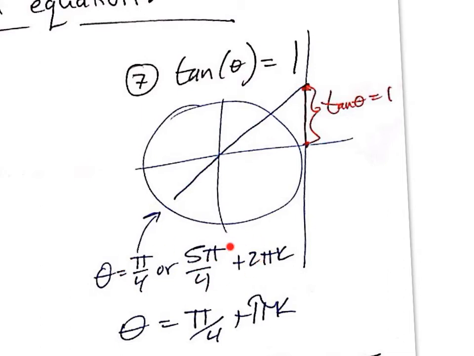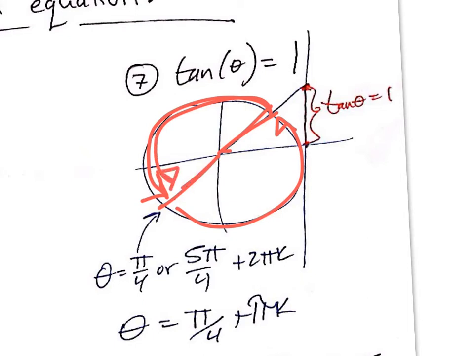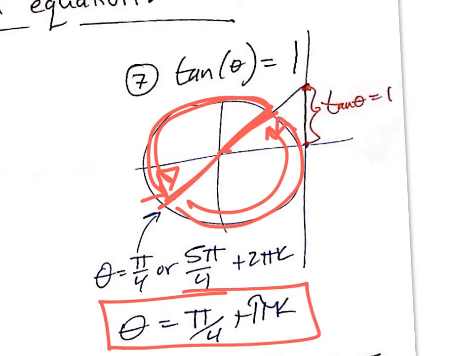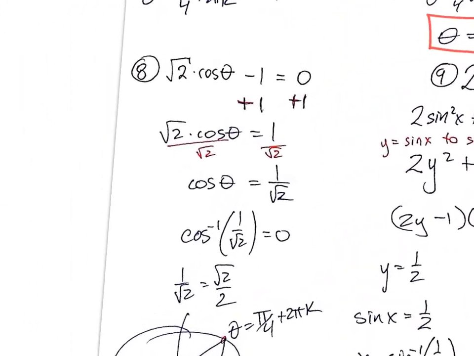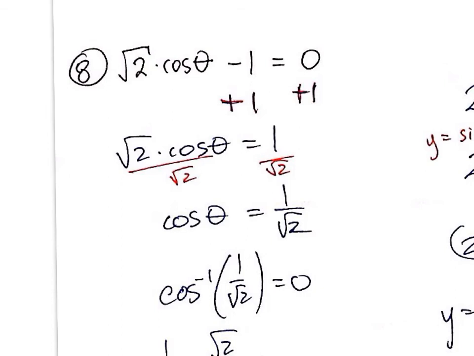But we can write that more simply. We have this angle, and if we went pi radians, we would end up here, and if we went another pi radians, we'd end up here again. Pi radians ends up here again, etc. So we could just say pi over 4 plus pi k. And the pi k instead of the 2 pi k mostly just shows up for tangent as a general rule.